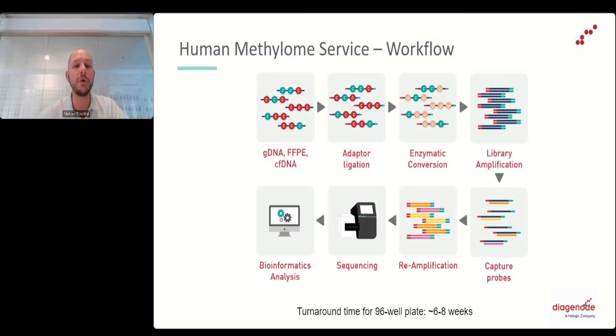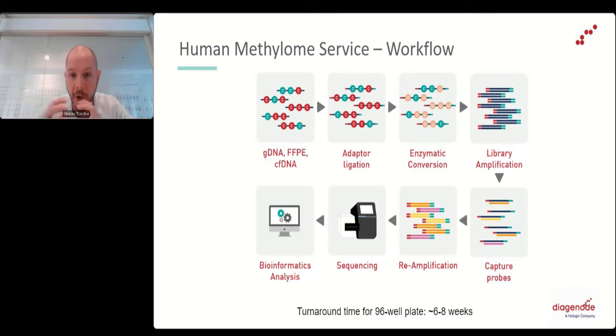How does the human methylome services workflow work at Diagenode? We can start from very different types of sample input, as said before. It could be genomic DNA, FFPE DNA, or cell-free DNA. We attach the adapters to those DNA, we perform the enzymatic conversion, and after that, we perform the library amplification. At that step, we have basically produced a methyl-seq genome-wide library preparation, so it covers the whole genome.